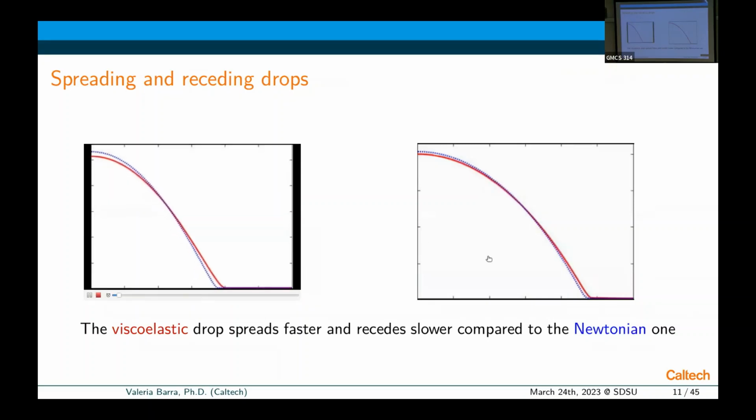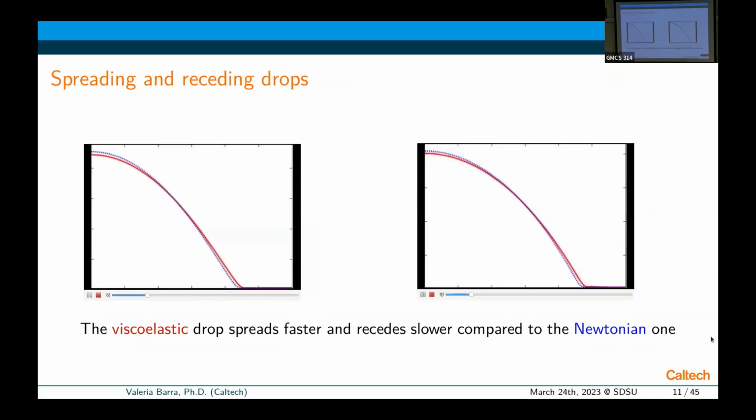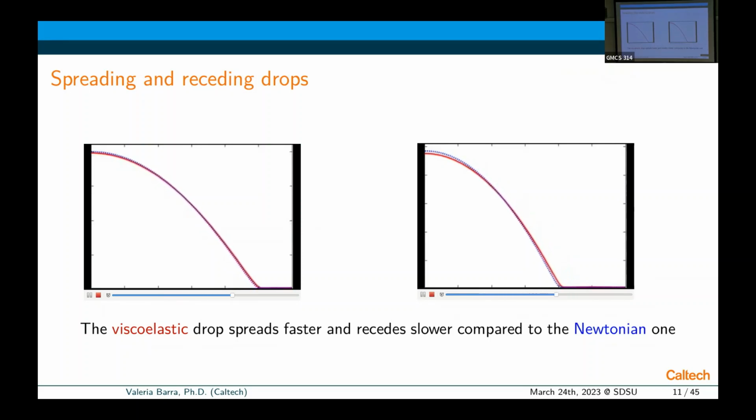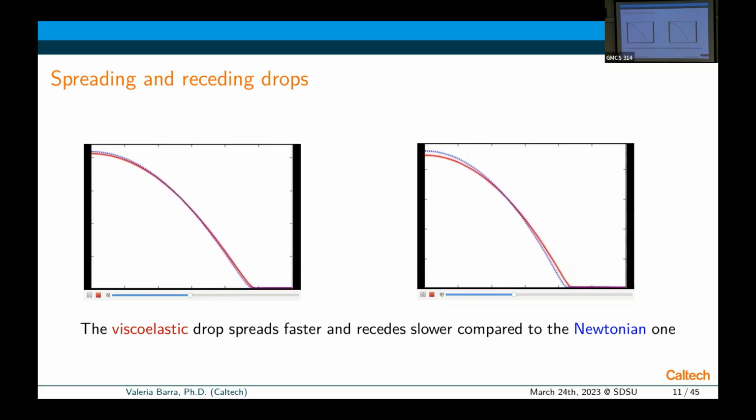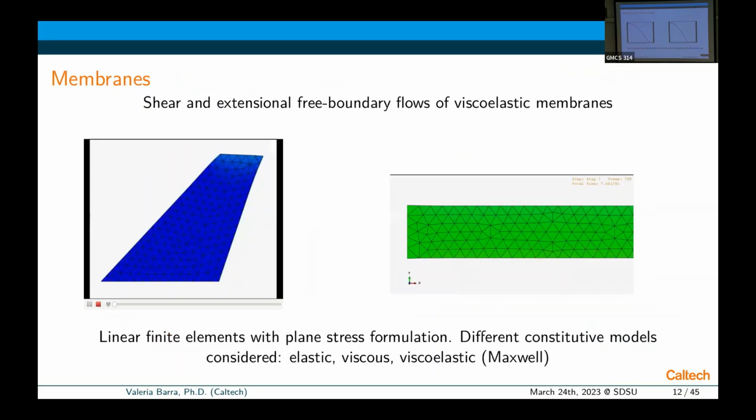Another setting that I analyzed was the spreading and receding of drops. And here I could see that the viscoelastic drop spreads faster and recedes slower. And I could track the contact line angle here. And I could verify that there is a law called the Cox-Voinov law that determines the contact angle. It is valid for Newtonian, but not for non-Newtonian.